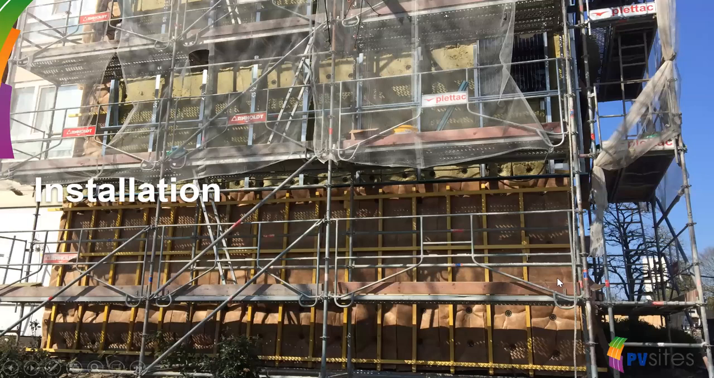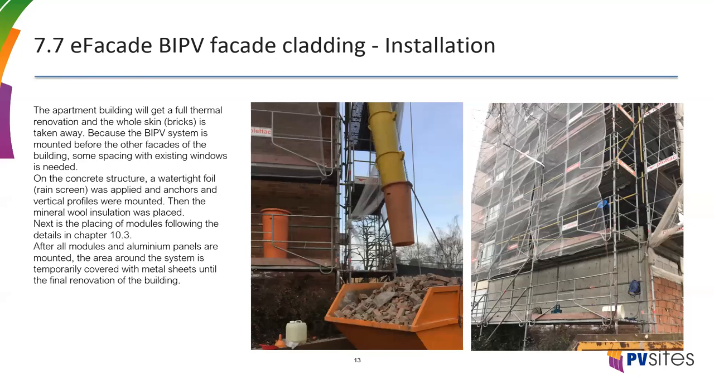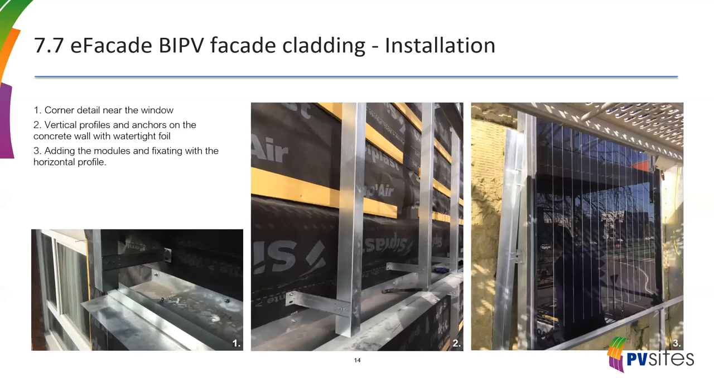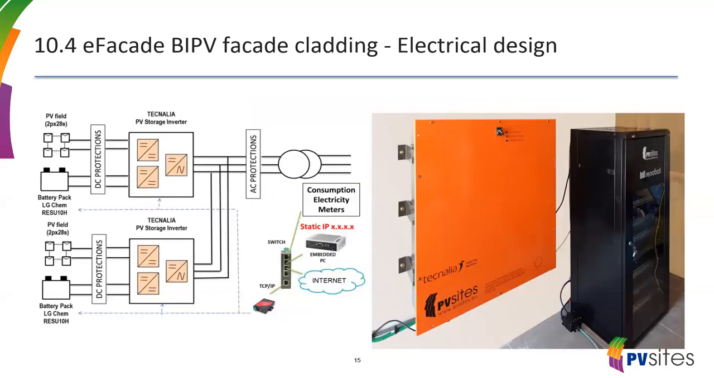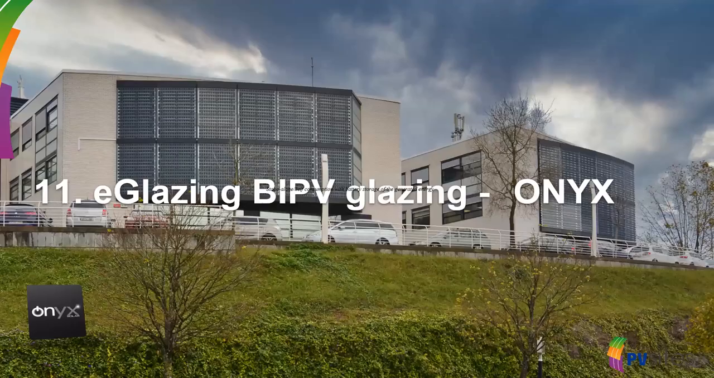Looking at the insulation, you can see here that they took off all the bricks, and then they started with a rain screen. So there was a rain screen directly on the concrete, and then we put the profiles in there. You can see the profiles here, and first we put thermal insulation in there, the mineral wool, and then all the modules were mounted. Inside are two inverters with batteries. It's the system developed by the PVSITES project by Tecnalia. Later Ricardo will explain this in more detail to you.